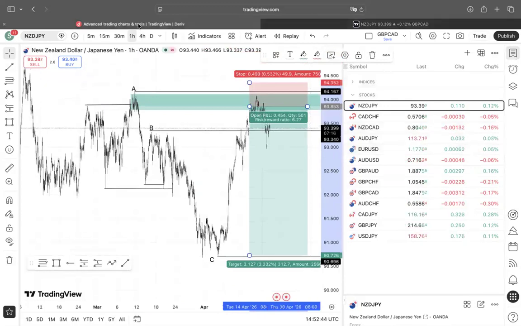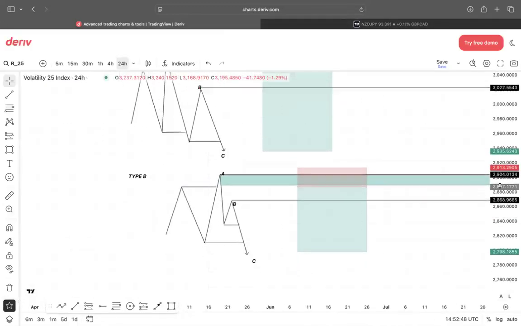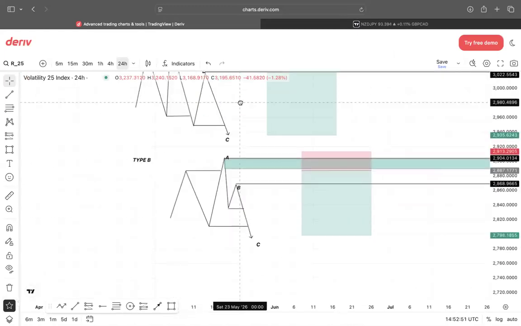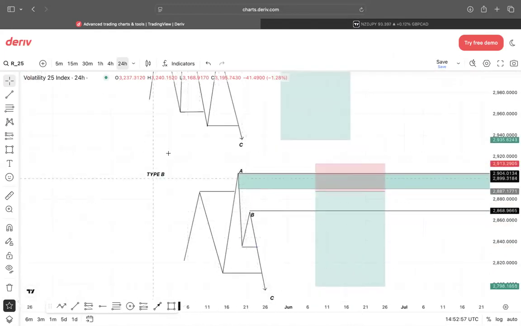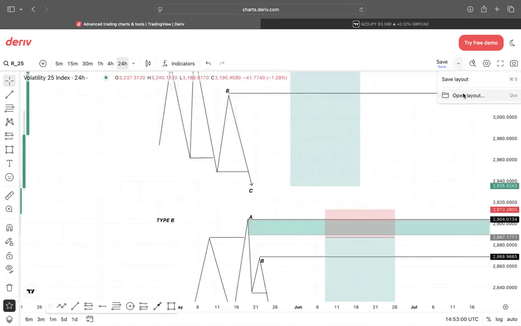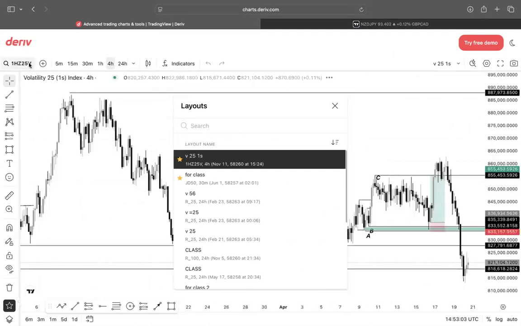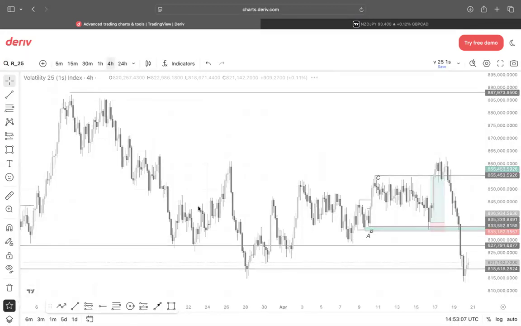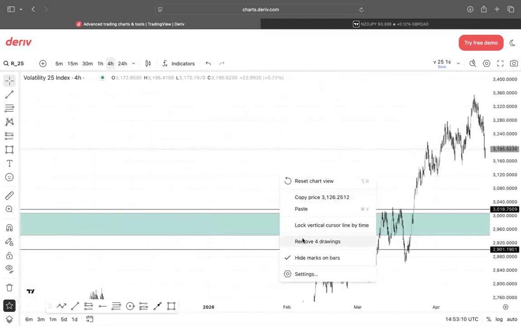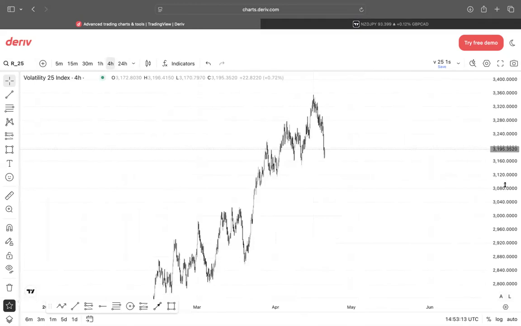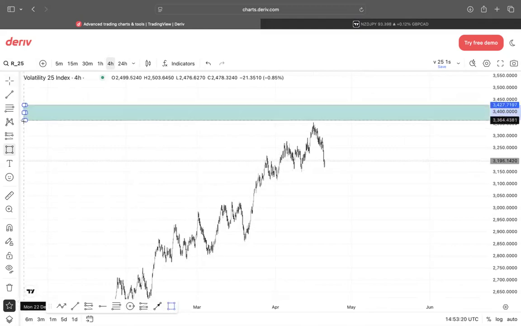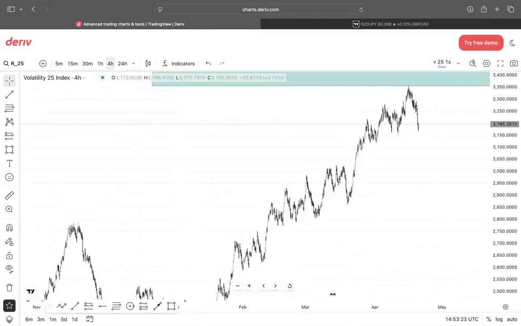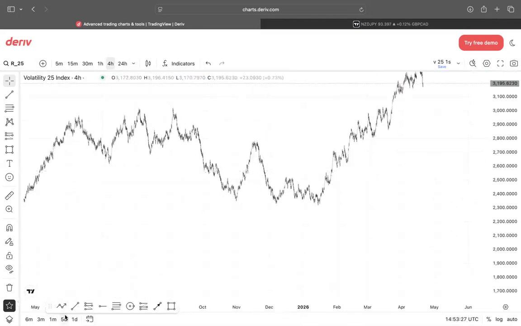Okay, so let's check synthetic indices. Remember, we're looking out for these structures, the type A and then the type B. So for V25, this pair is coming from a weekly time frame POI that started somewhere here, and it's headed to, I guess, 1.5 something. So it's headed to somewhere here.